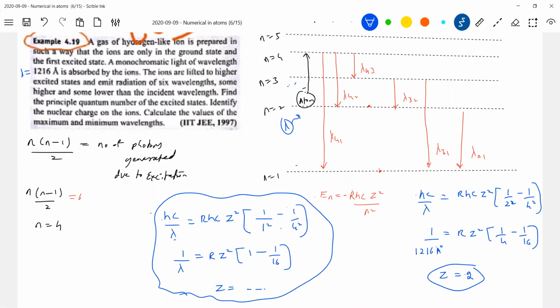Which will be maximum? This will be maximum, no? Which will be minimum? Where the energy difference is least. I think this should be the minimum. Opposite, sir. Oh, so sorry, this will be minimum. This is minimum, this is maximum. The transition for which the energy is more, lambda will be minimum. The transition for which the energy is less, lambda will be the maximum. And once you know the value of Z, then you can work out here.